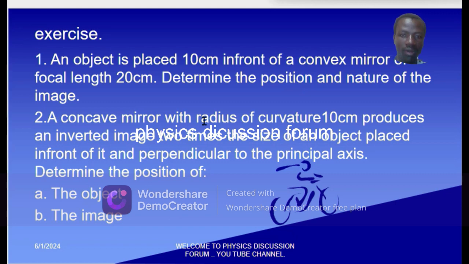A concave mirror with a radius of curvature produces an inverted image. Yes, as that. It is not challenging, but you just draw accurately. Then you get the object and the image. Yes, I hope you will draw that one.